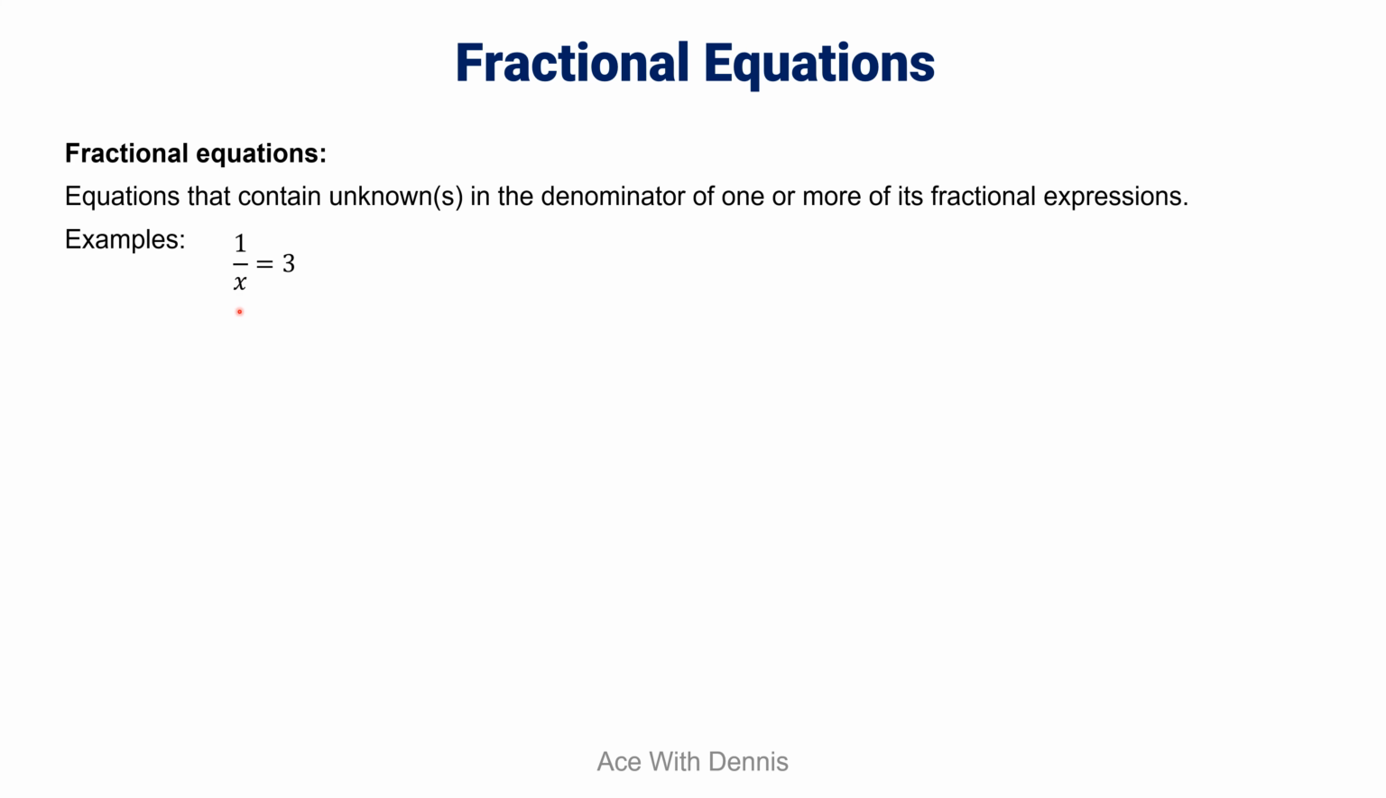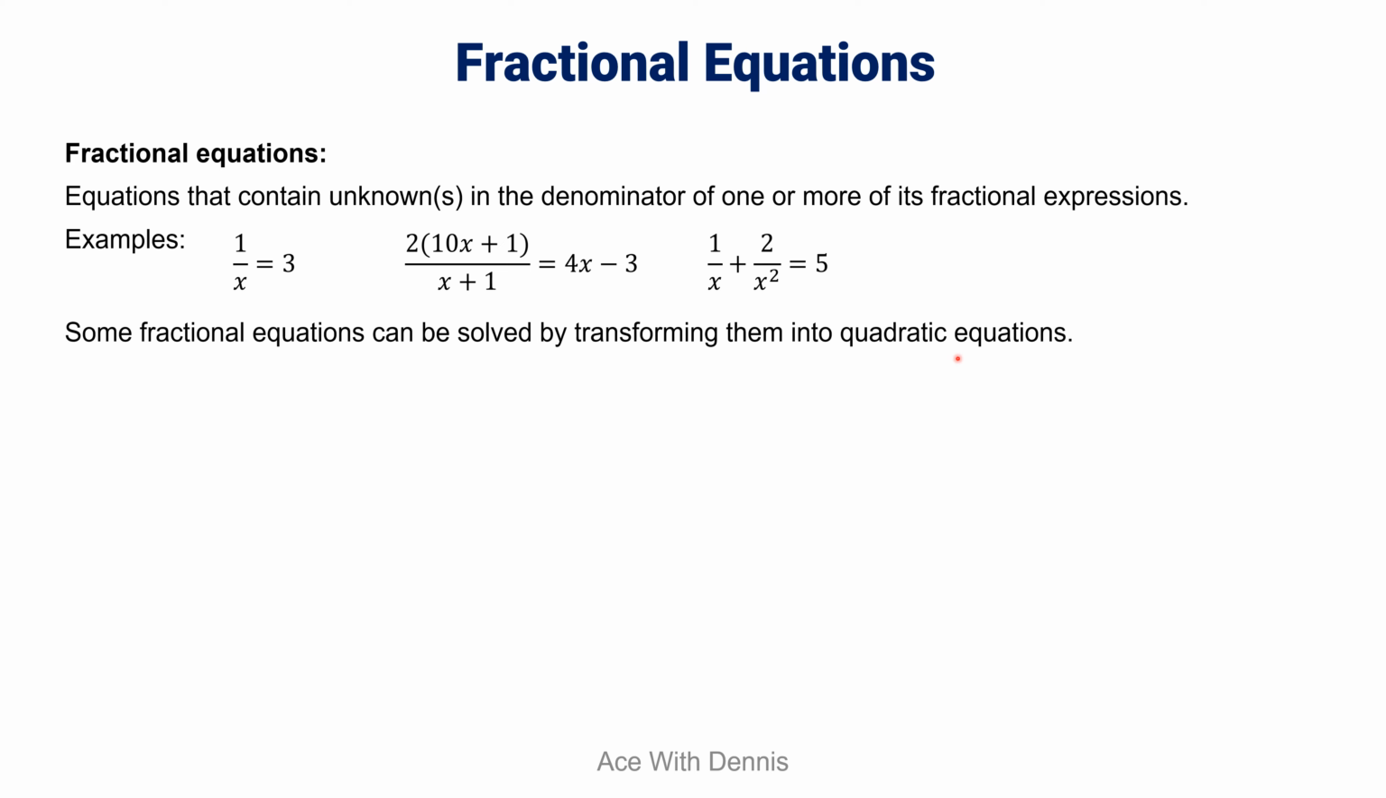So first one, 1 over x equals 3. So we have the unknown x in this fraction. Second one is 2 times 10x plus 1 over x plus 1 equals 4x minus 3. So again, this is the fraction and we have the unknown in the denominator. Next one, 1 over x plus 2 over x squared equals 5. So obviously we have two unknowns here with the same letter, x and x squared. So they are in the denominator of the fractions here.